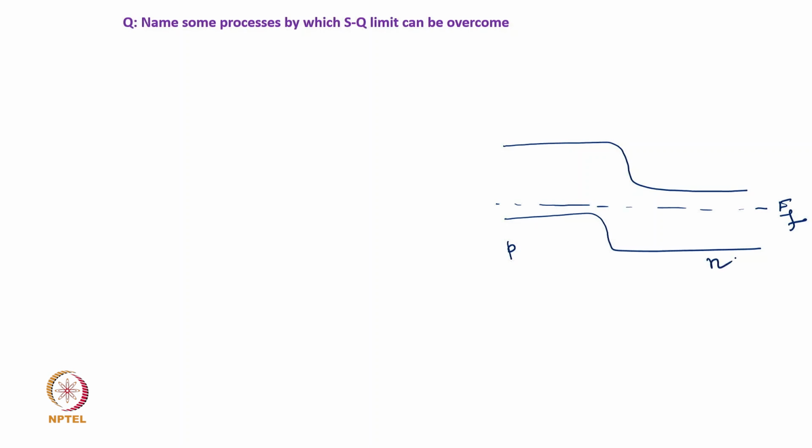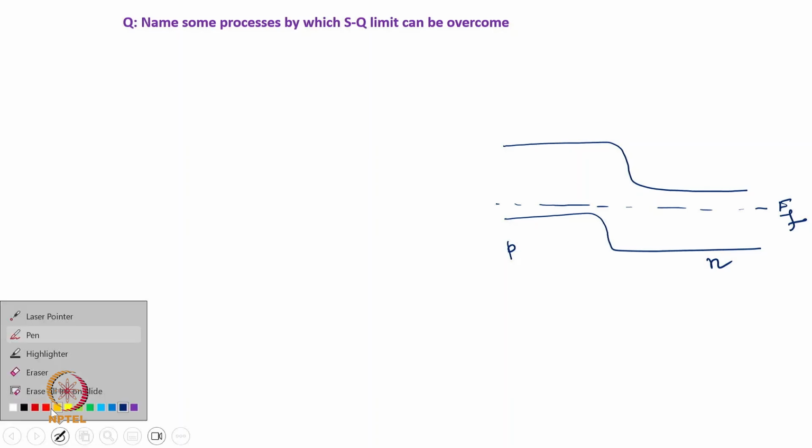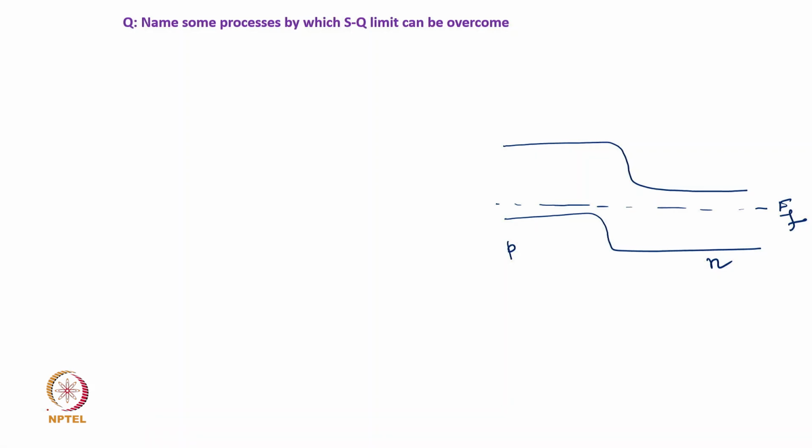This is the P side, this is the N side of the solar cell, and then when light falls on this, this is the band gap energy, and the light having energy less than the band gap energy is transmitted. Okay. So, this is one loss factor, known as transmission loss.